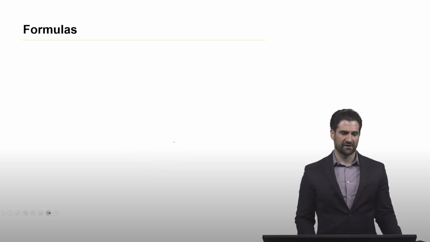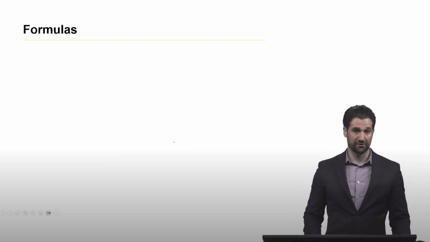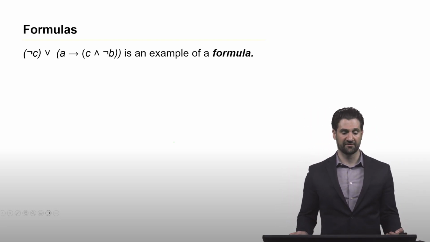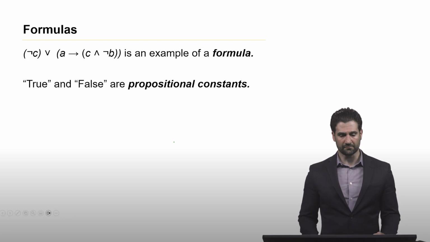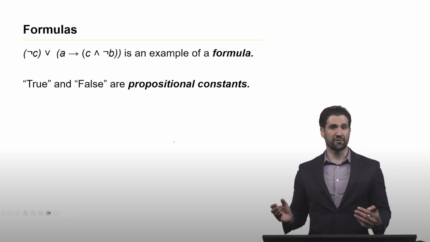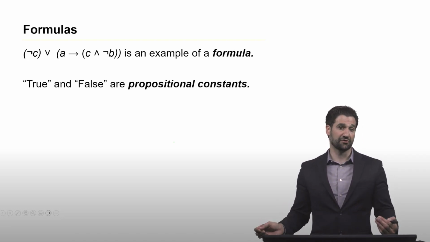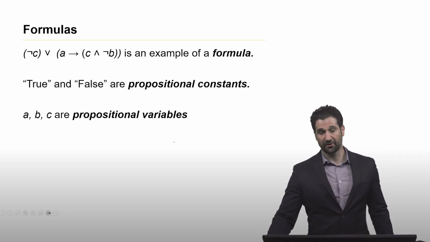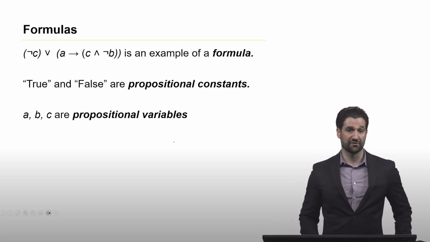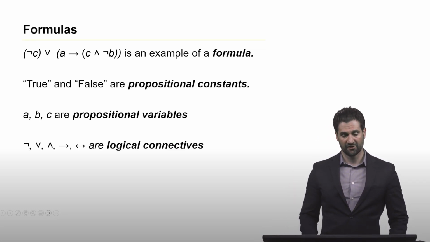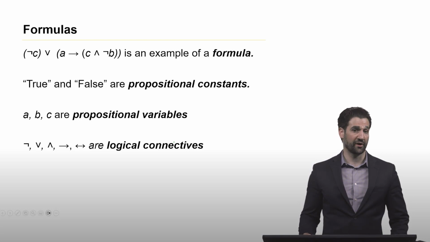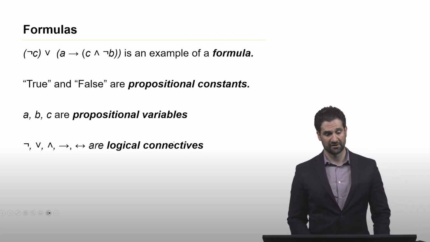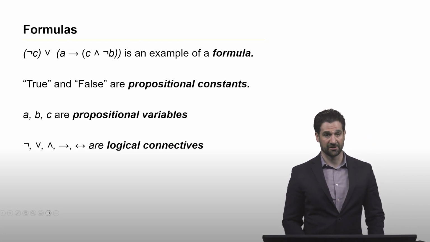So let's get some additional terminology here. So formulas, the logical statement we just showed you is an example of a formula. And then true and false, those are propositional constants. They don't change. Likewise, we have A, B, and C, as we stated earlier. These are our propositional variables. And of course, at this point, we're quite familiar with the major logical connectives of negation, disjunction, conjunction, implication, and the biconditional.